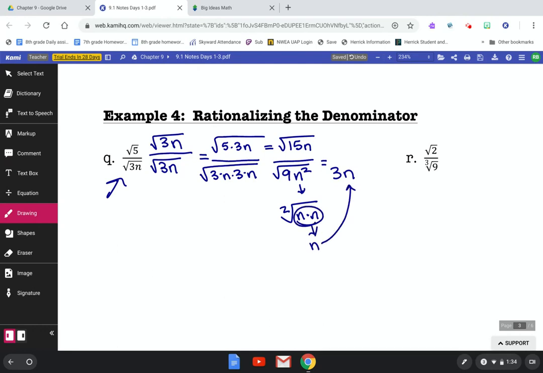On top, there's no pairs because 5 and 3, that's not the same number, and there's only one n. So you'd have to leave this in the radical symbol. But that's rationalizing the denominator.